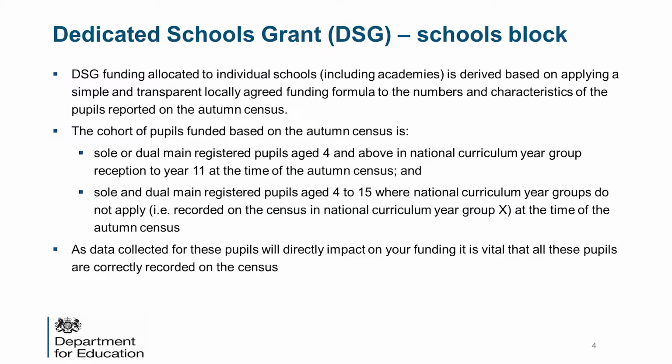Pupils aged 4 and above in national curriculum year groups reception to 11, as well as those aged 4 to 15 where national curriculum year group does not apply, are funded via the schools block of the dedicated schools grant based on the autumn census. Each unique pupil will be funded as one full-time equivalent, regardless of part-time, full-time status.